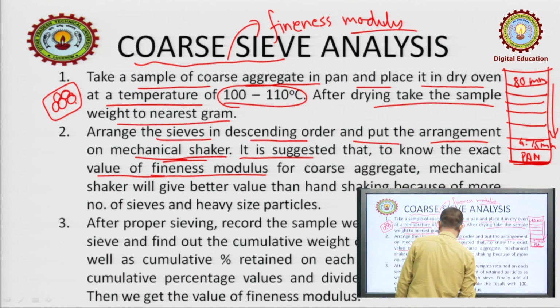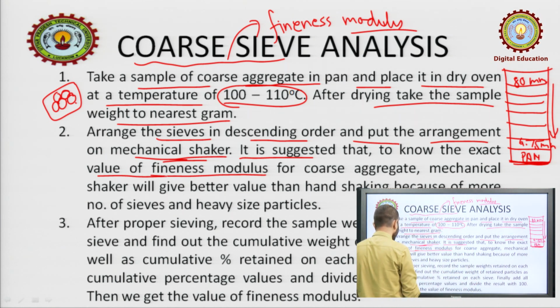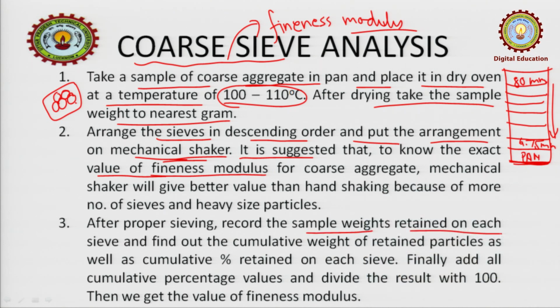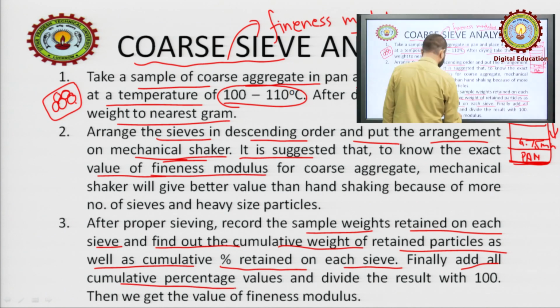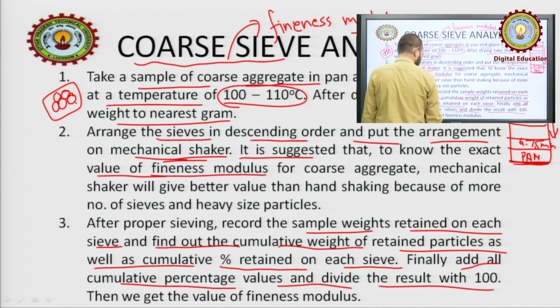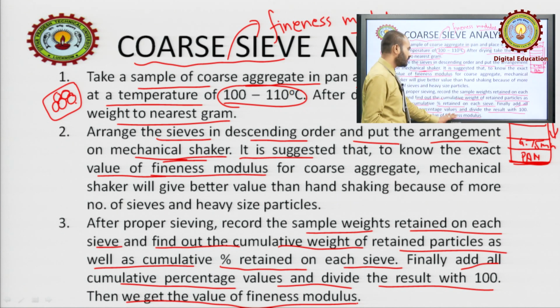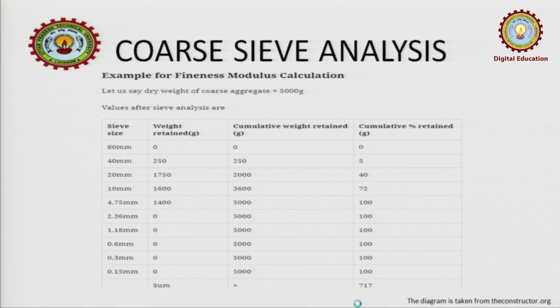After proper sieving, record the sample weights retained on each sieve and find out the cumulative weight of retained particles as well as the cumulative percentage retained on each sieve. I'll show you an example after this. Finally, add all the cumulative percentage values and divide the result by 100, and we get the fineness modulus. Let us see an example, and you will understand the process.